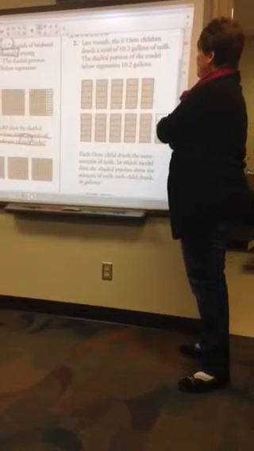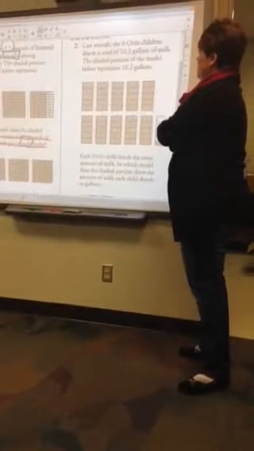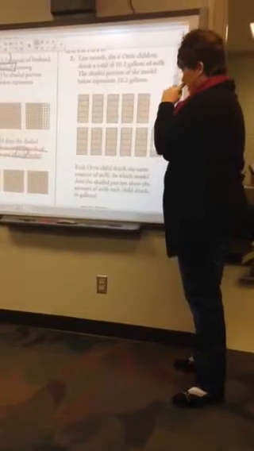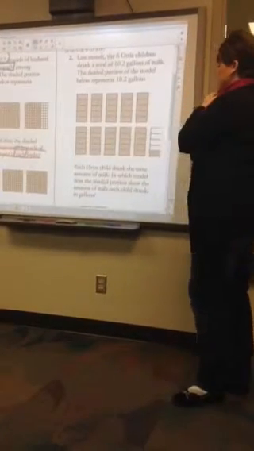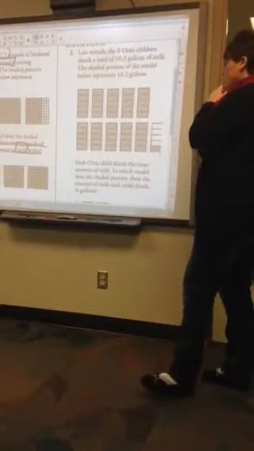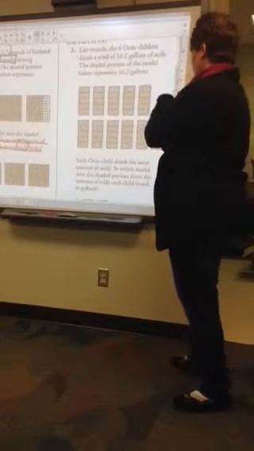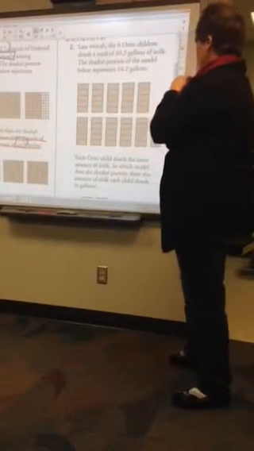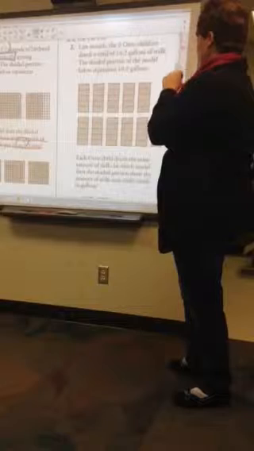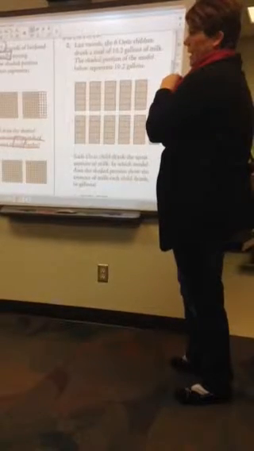All right, the shaded portion of the model represents 10.2 gallons. Each Ortiz child drank the same amount of milk. In which model does the shaded portion show the amount of milk each child drank in gallons?